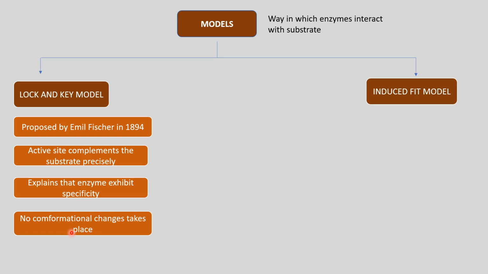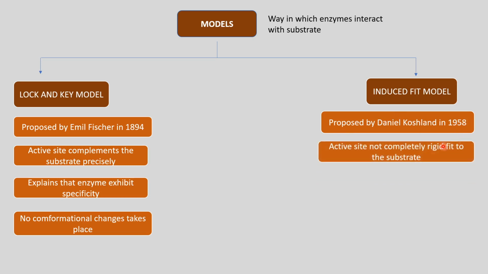Now let us come into the induced fit model. This model was proposed by Daniel Koshland in 1958. So Daniel Koshland is the scientist who proposed the induced fit model, and he proposed this in 1958. Now this model is on contrary to the Lock and Key model.